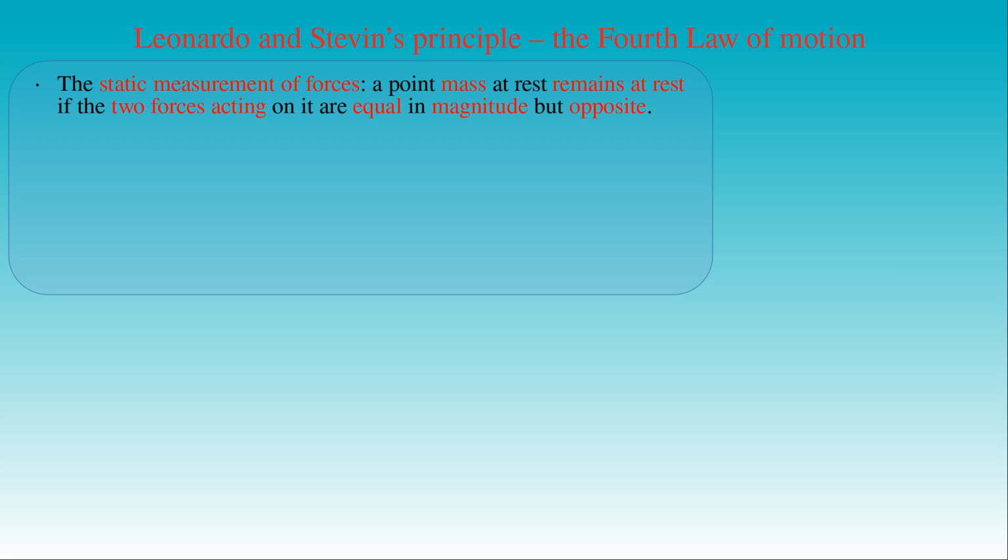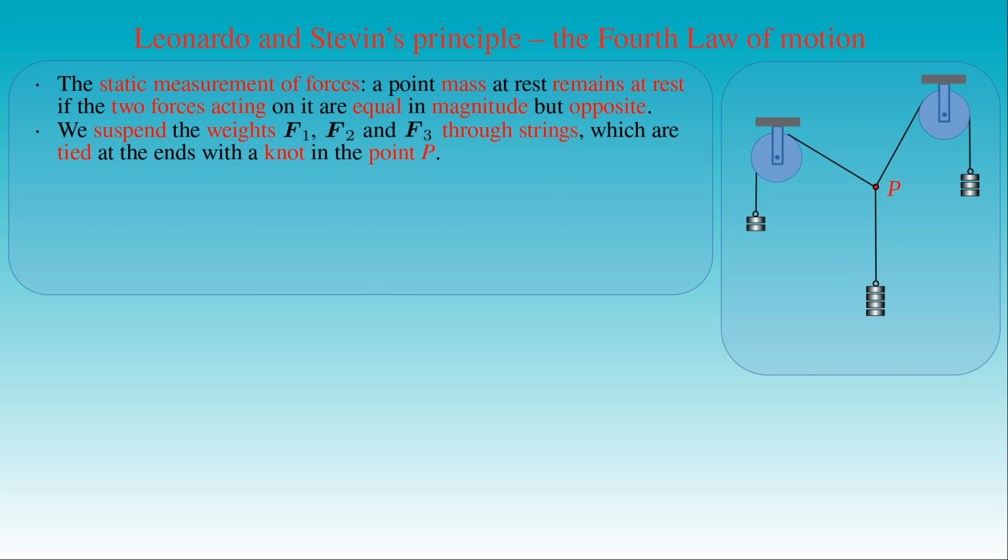We suspend three bodies with the weights F1, F2 and F3, where the strings used for the suspension are tied at the ends with a knot at the point P. The strings attached to the bodies with the weights F1 and F2 pass over two fixed pulleys. For the given weights F1, F2 and F3, we can find an angle between the directions of the strings passing over the pulleys such that the system is at rest, that is, the forces acting in the system are balanced.